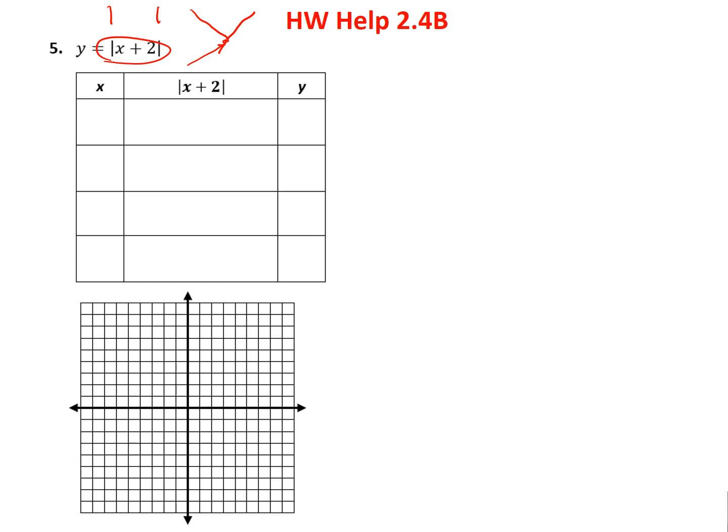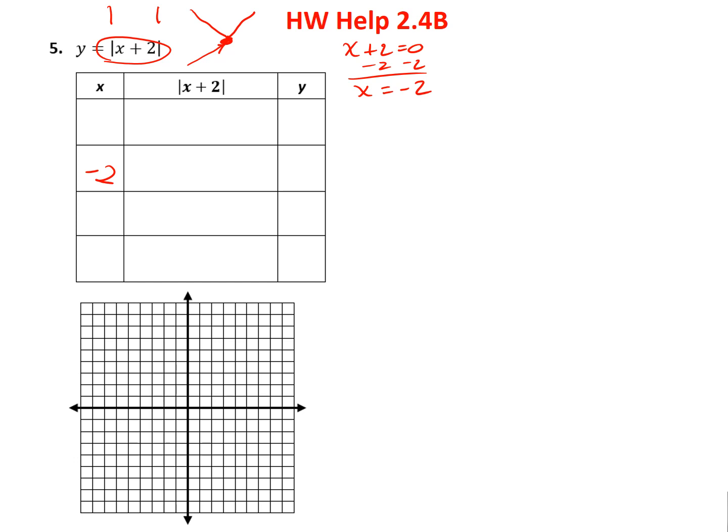Well, if x plus 2 equals 0, it means it's subtracting 2 from both sides. That is when x equals minus 2. So that's going to be this point here, the middle. So I'm going to put that right here. And that's going to be my low point here.